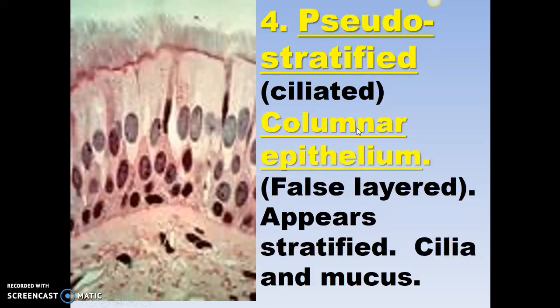Pseudostratified, and I throw in ciliated. I throw some alliteration here. Pseudostratified ciliated columnar epithelia. It's false layered. The reason I throw cilia in there is because, yeah, most of them have cilia. You can see the little cilia at the top here, very fine. And they move the mucus down the throat.